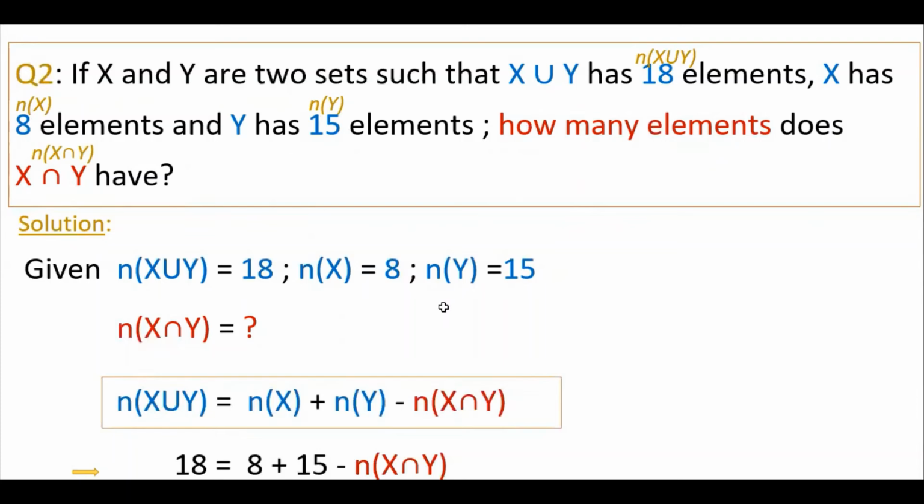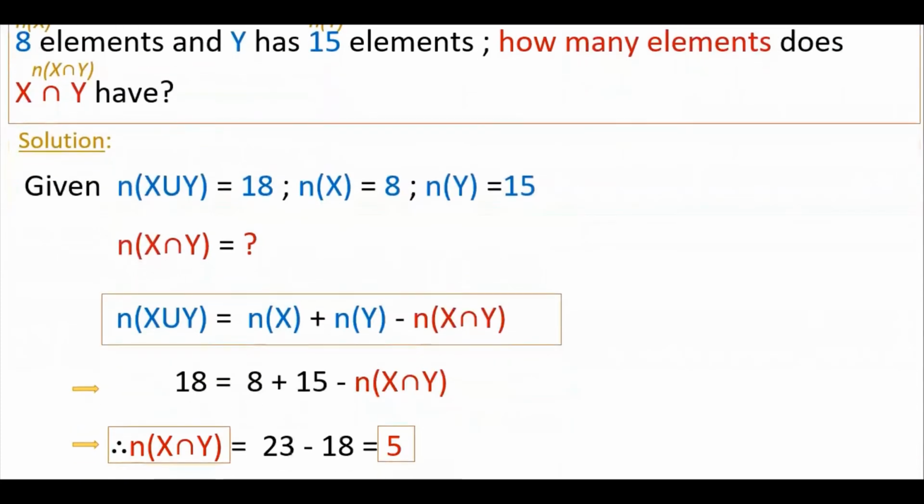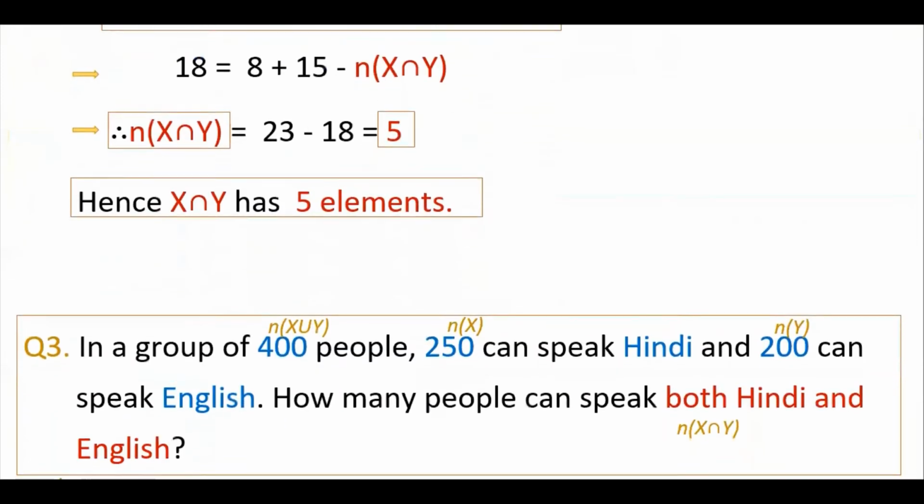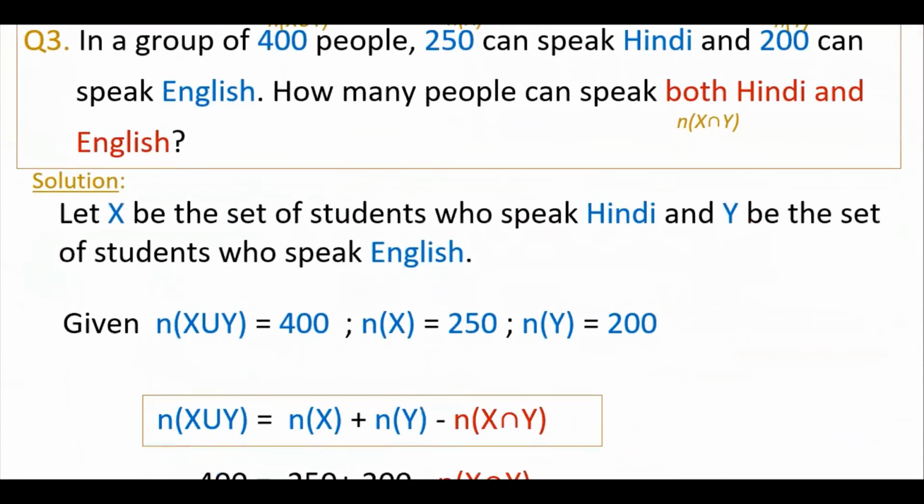So first write the given values here, and if you substitute all the values here, then you will get n(X ∩ Y) is equal to 5. So this set contains 5 elements. X ∩ Y contains 5 elements. And this is the next question.